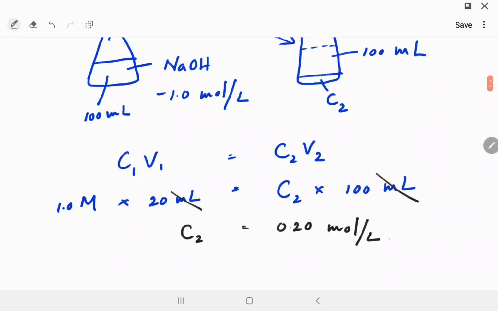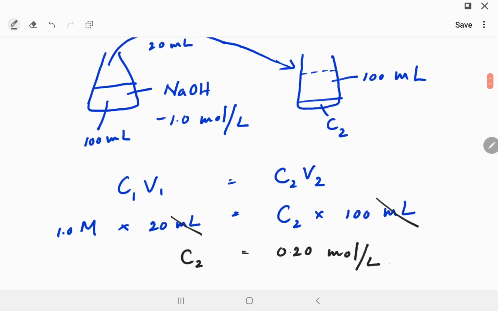moles per liter. So how did I do this? I didn't even do any calculations, but of course you divide by 100, so it will be 0.2. Or in other words, you are increasing the volume by 5 times. How do you know? You get 20 and then you make it 100. So if you divide 100 by 20, that is a 5 times dilution. If you are diluting it 5 times, then your concentration should decrease by 5 times. So 1 divided by 5 is 0.2. That is how you do it.